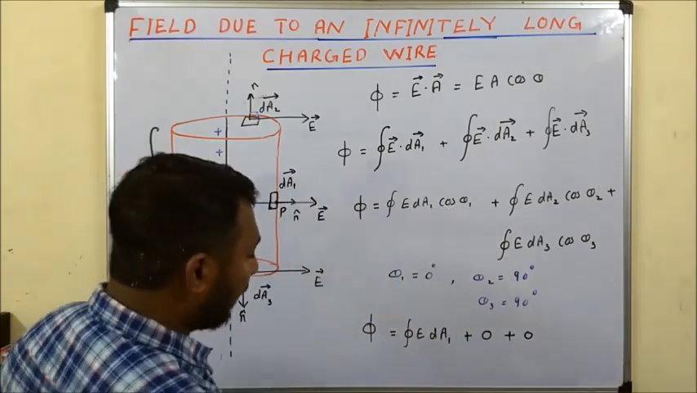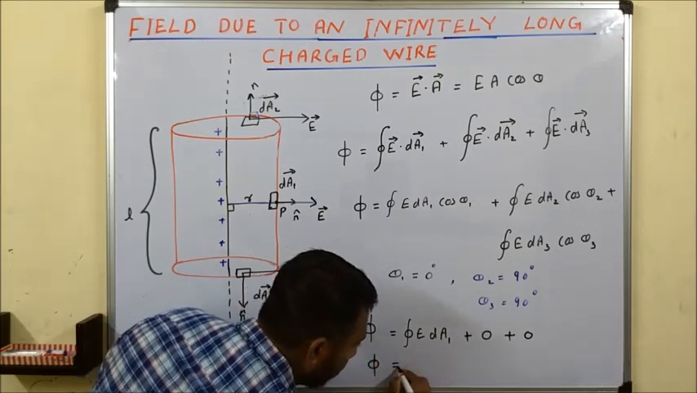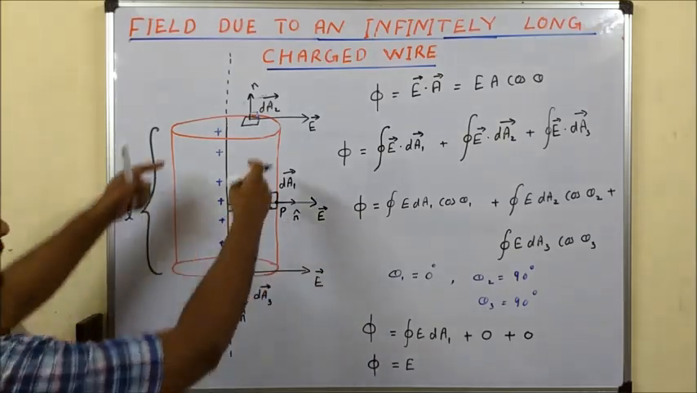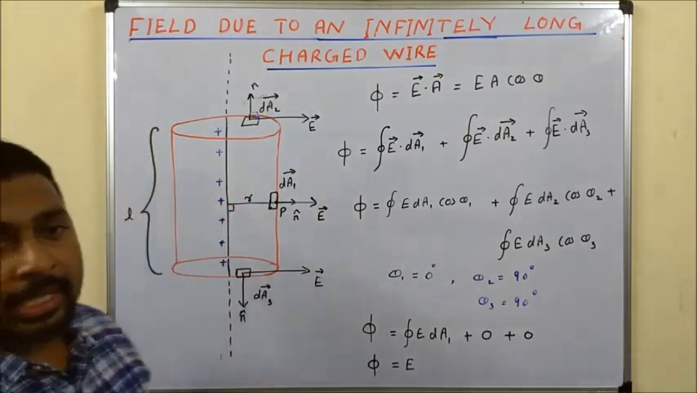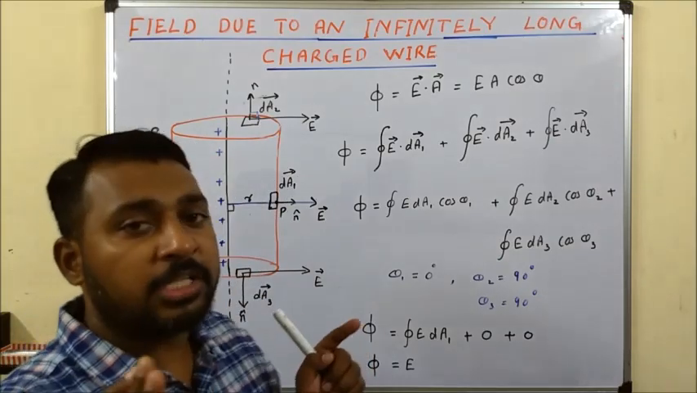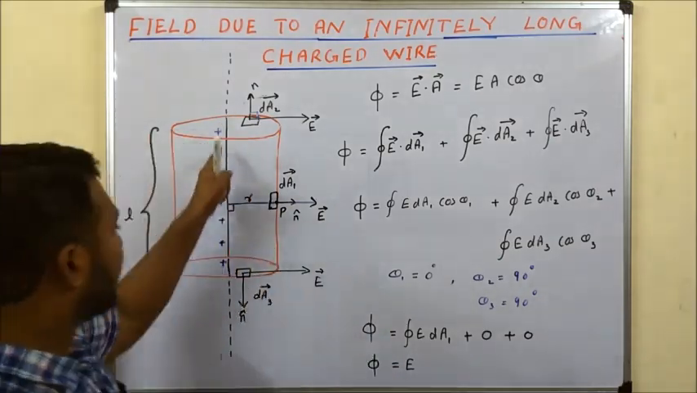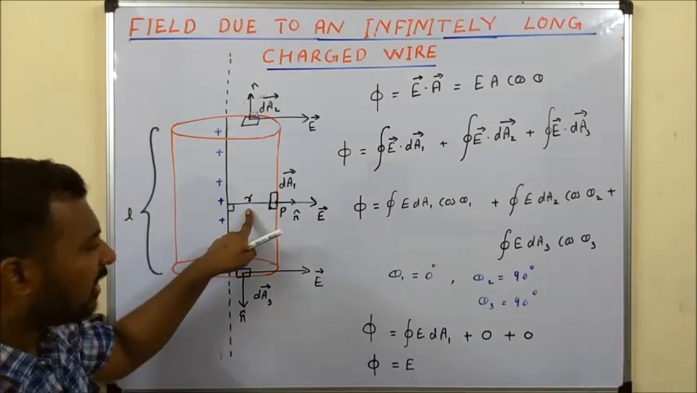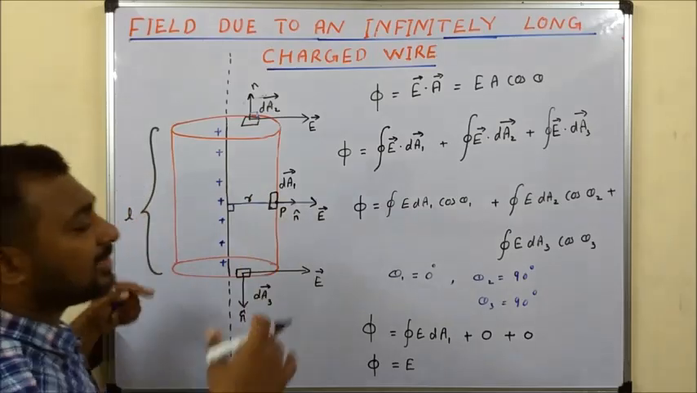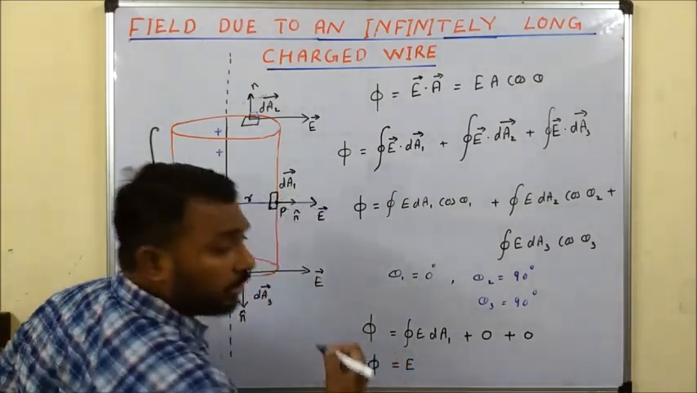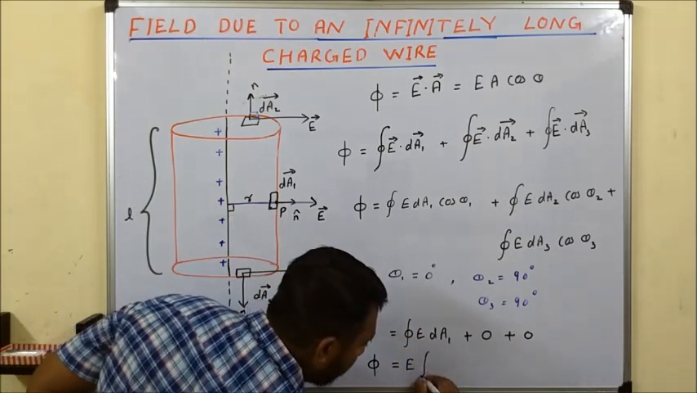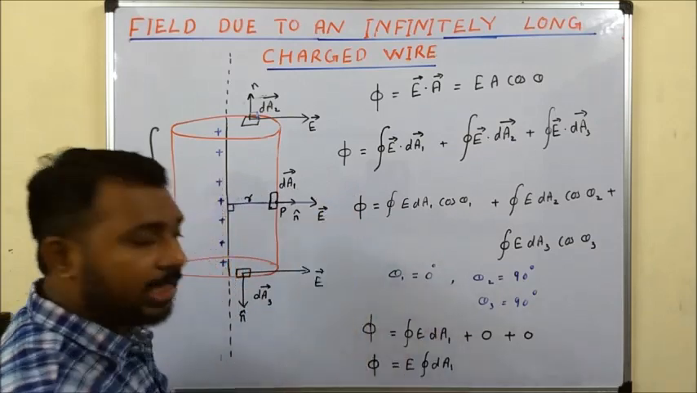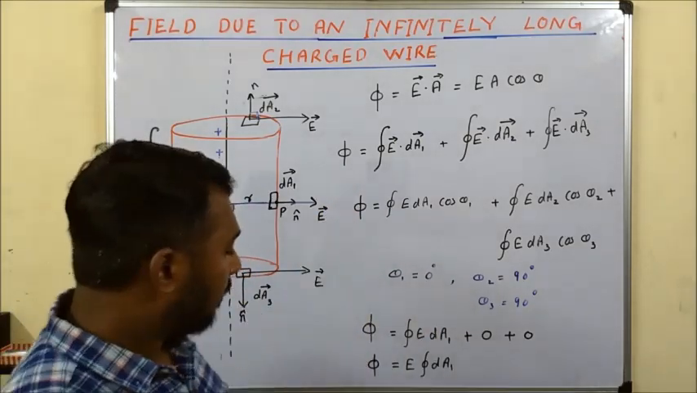So finally, you will get the flux phi is equal to, okay, your electric field is uniform at this point. So you can see the curved surface is at uniform distance, equidistant from the axis or from the wire. So that distance is r. So electric field at equidistance is the same. So electric field is constant, so you can take it out of the integral, and now you are integrating only dA1 plus 0 plus 0. And when you integrate, you will get the total flux.